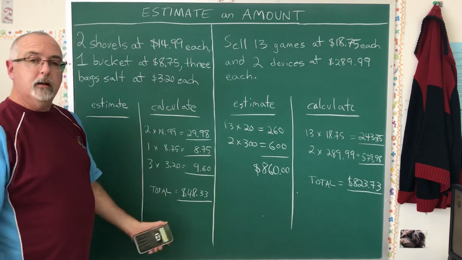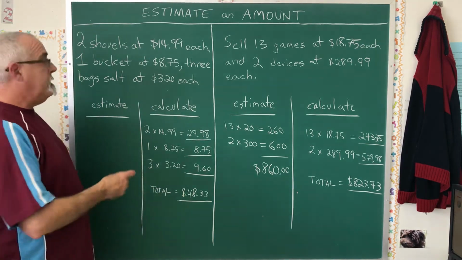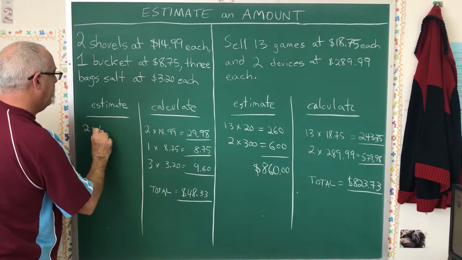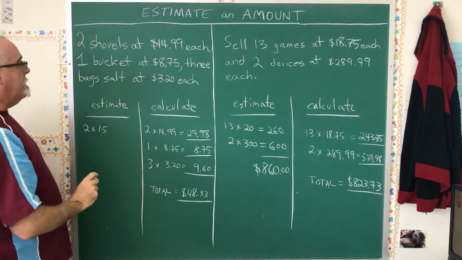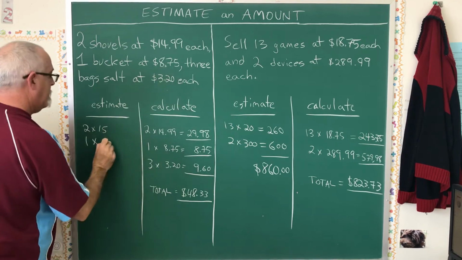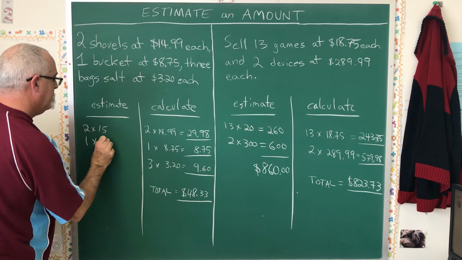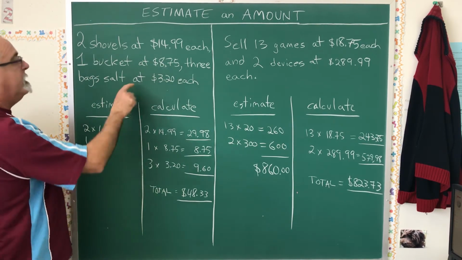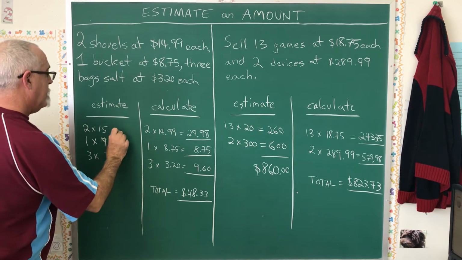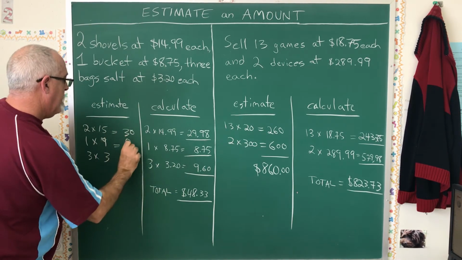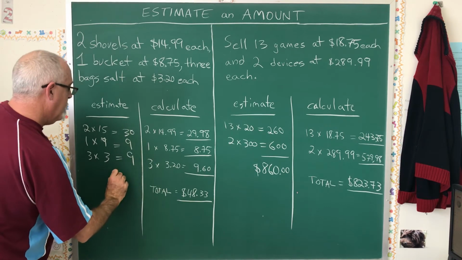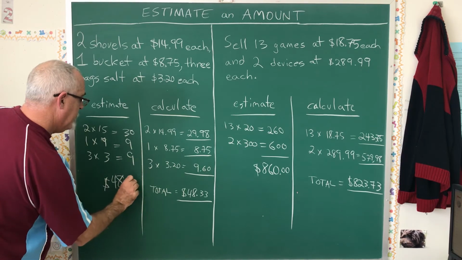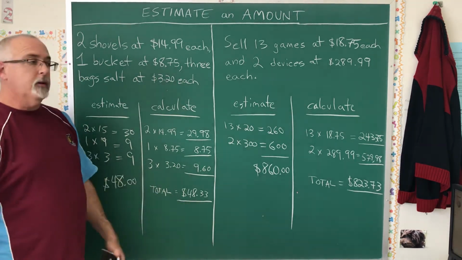But again, this is a calculated answer. It is exact, and I'm being asked for an estimated answer. So I'm going to estimate 2 times 15 instead of $14.99. 1 times 9 instead of $8.75, and 3 times 3 instead of $3.20. And I get 30, 9, and another 9. And my answer is an estimated total of $48. And that's actually very close to the calculated total this time.